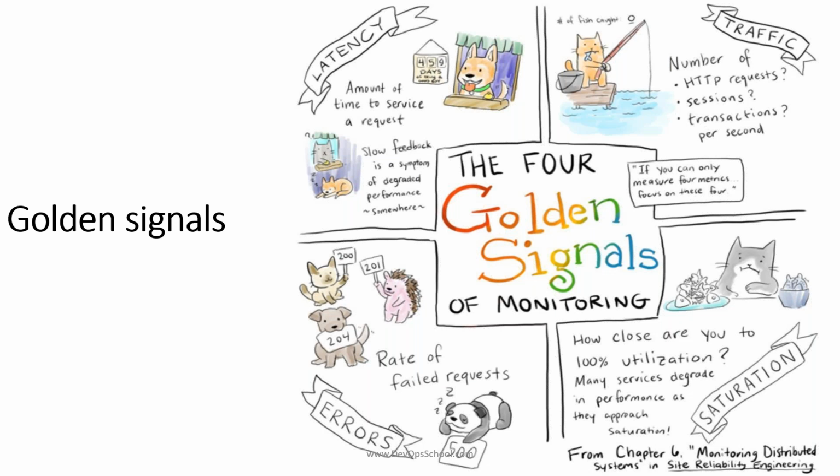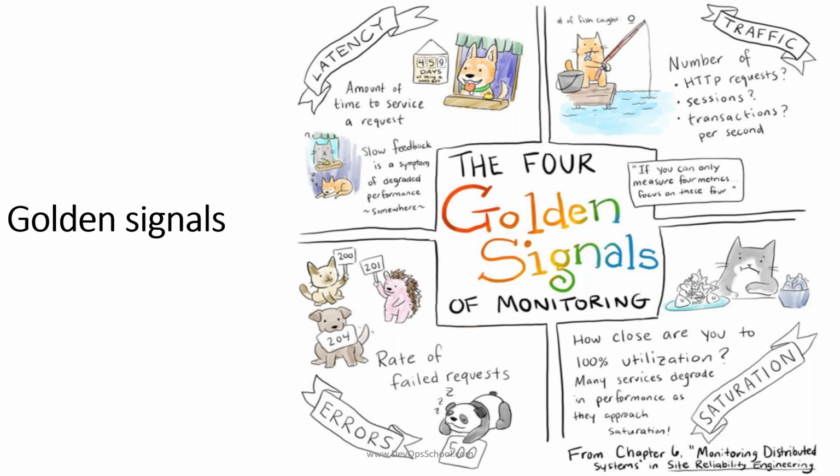Traffic means the number of HTTP requests, session transactions per second, and so on. Error rate is the rate of failed requests and things like that. Saturation means your resources, how much is being utilized, like CPU, RAM, and so on. So these are the things which we call golden signals.